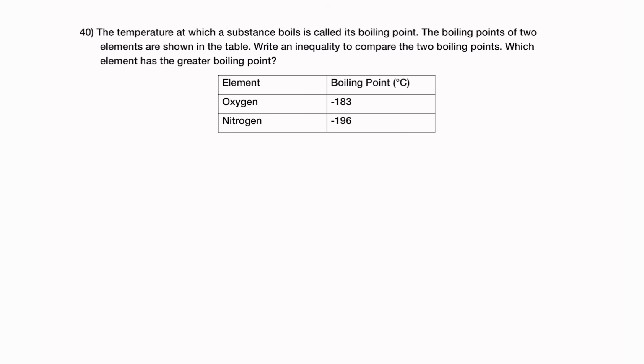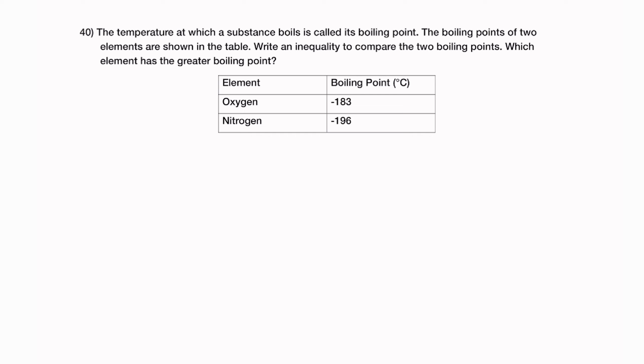It says the temperature at which a substance boils is called its boiling point. I am sure you've studied this in science, right? So it's a definition of a boiling point. The boiling points of two elements are shown in the table. Write an inequality to compare the two boiling points. So we can see from the table we have two elements, oxygen and nitrogen, and their respective boiling points.